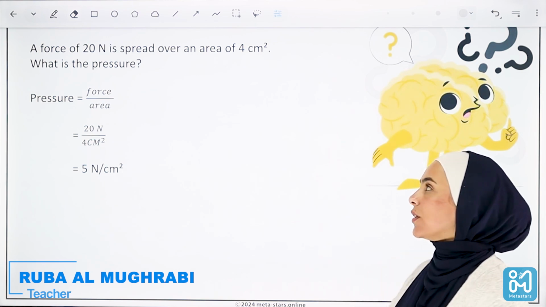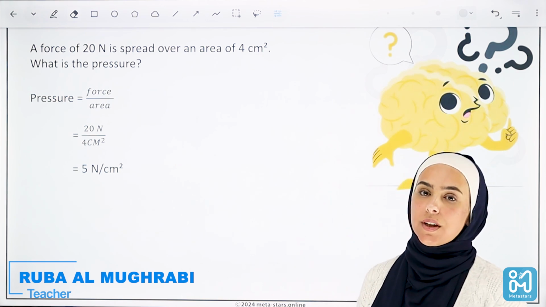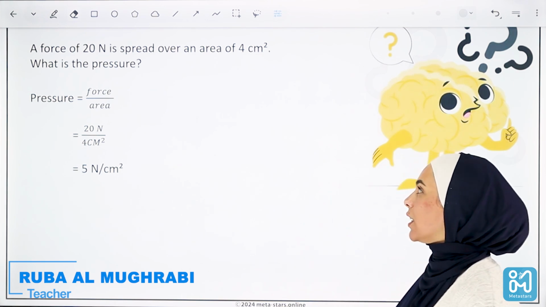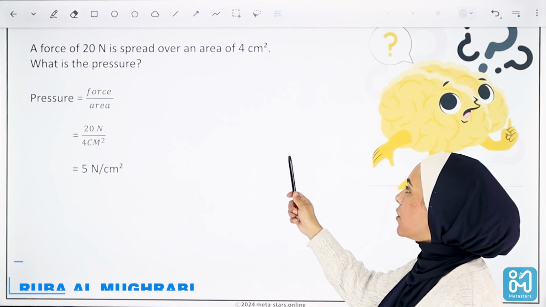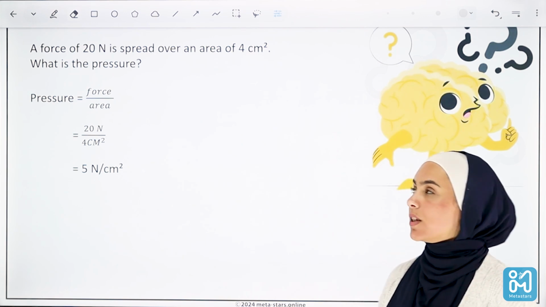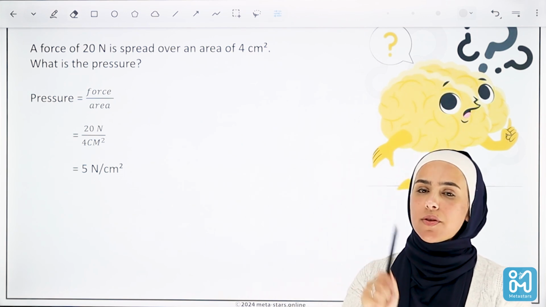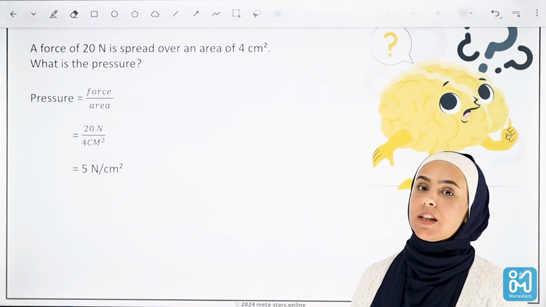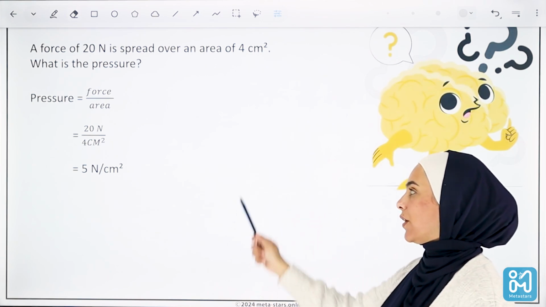But of course, if you want to convert it, you know that 1 squared meter equals 10,000 squared centimeters. You have to know that the pressure is force divided by the area. The force here is 20 newtons and the area is 4. 20 divided by 4 is 5. Be careful about the unit, that is Newton per squared centimeter, or of course, you are free to convert it.